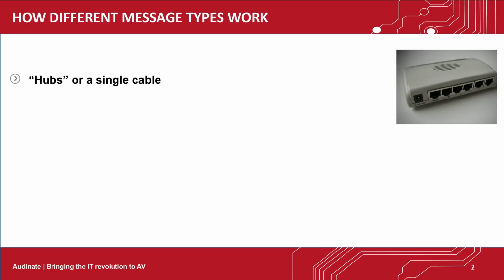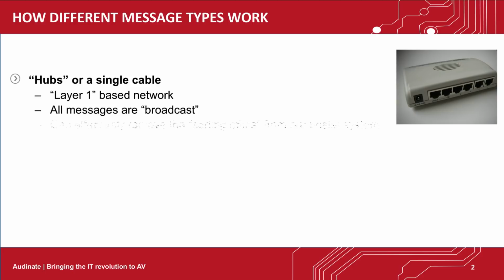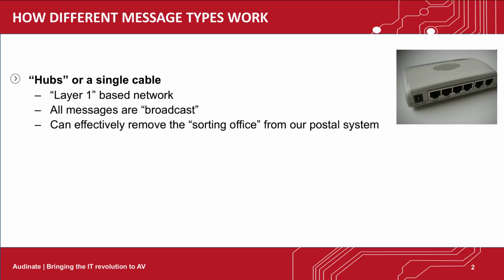Old IP networks used hubs or a single cable to connect computers together. This is considered a Layer 1 based network. In this kind of network, all messages are effectively broadcast messages within the network. Using a hub or a single token ring connection, we are effectively removing the sorting office from our postal system.